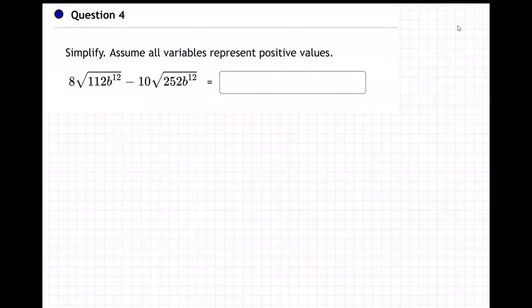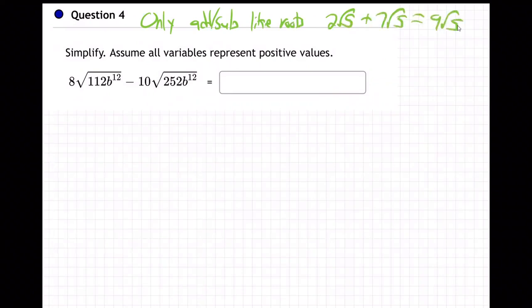All right, on this problem, we are subtracting a couple of roots. And you know the rule for roots. You can only add, subtract like roots. Like 2 root 5 plus 7 root 5 is 9 root 5.